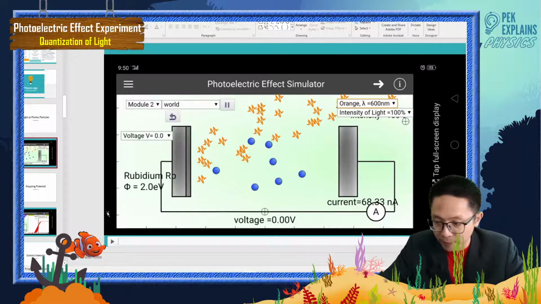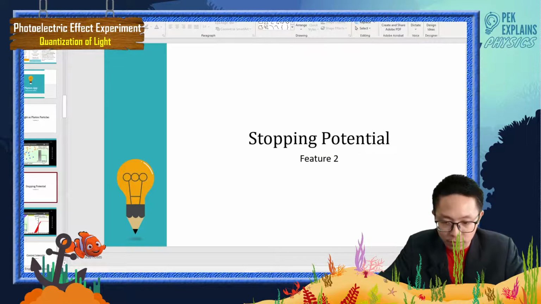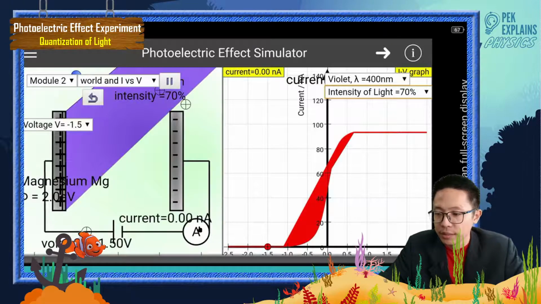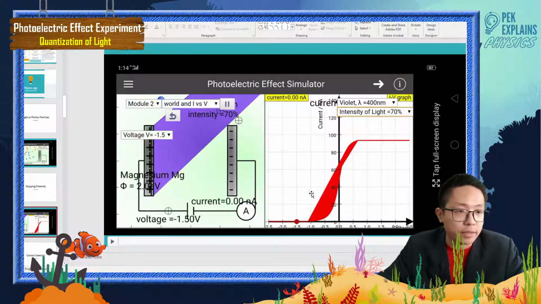Look at this one, the stopping potential. Now you see here? This is the one. Now the voltage is negative. The anode is now the negative terminal, so look at the galvanometer. The galvanometer now shows 0 current. Look at what happened.